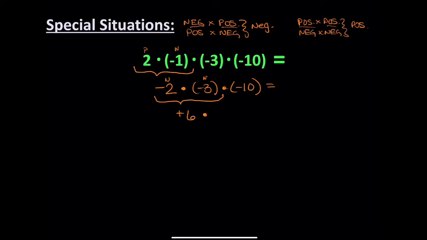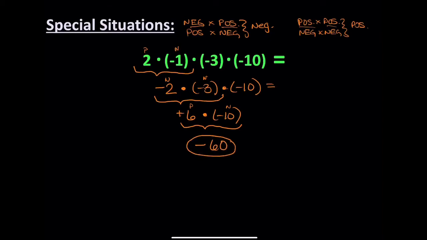Drop down the times negative 10. And now we have just 2 more numbers to multiply. And these have different signs. So it's a positive times a negative, which we know is going to be negative. And then 6 times 10 is 60. So you got negative 60 right there.